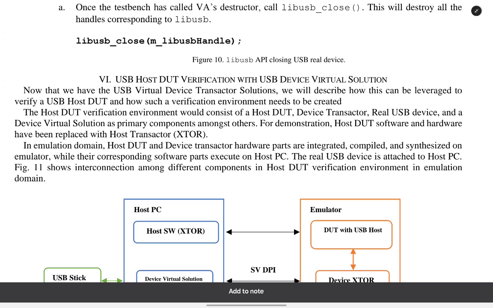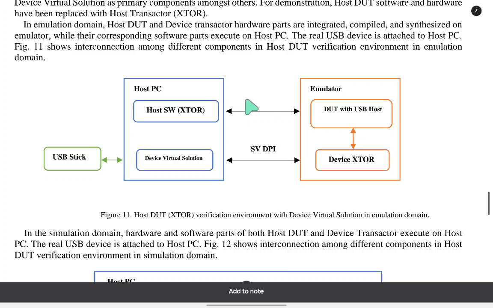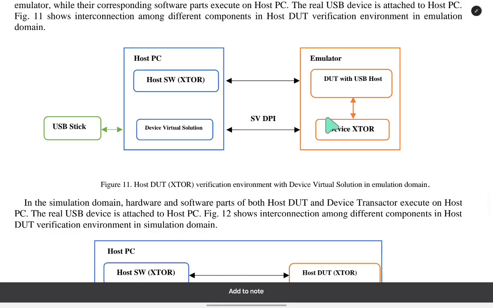For demonstration, host DUT software and hardware have been replaced with the host transactor. In the emulation domain, host DUT and device transactor hardware parts are integrated, compiled, and synthesized on the emulator, while their corresponding software parts execute on the host PC. The real USB device is attached to the host PC. Figure 11 shows the interconnection among the different components in the host DUT verification environment in the emulation domain. Figure 11 is the host DUT verification environment with the device virtual solution in the emulation domain.